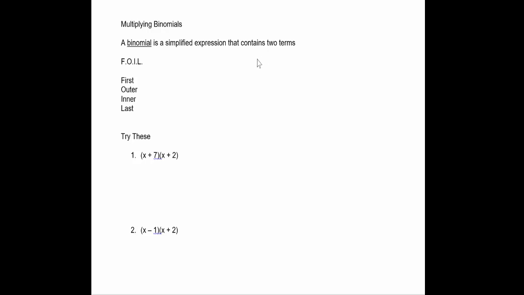Multiplying binomials. A binomial is a simplified expression that contains two terms. You have often heard in your math classes the acronym FOIL. FOIL is not the aluminum foil we use to cover up leftover foods. It actually stands for the first term in each parenthesis, the outer or outside terms, inner or inside terms, and last term in each parenthesis. Let's look at this first example: the quantity x plus 7 times the quantity x plus 2.